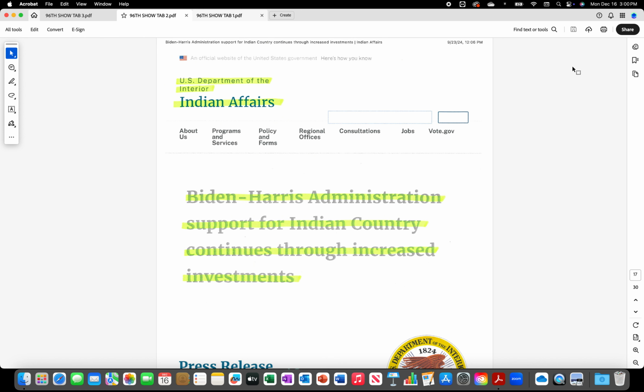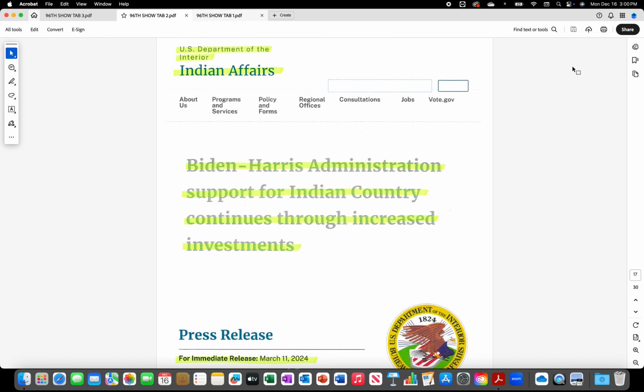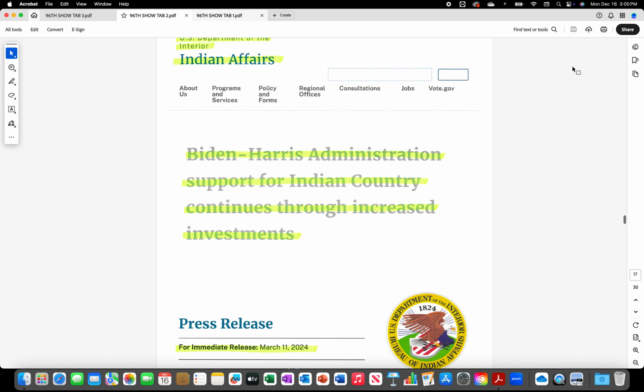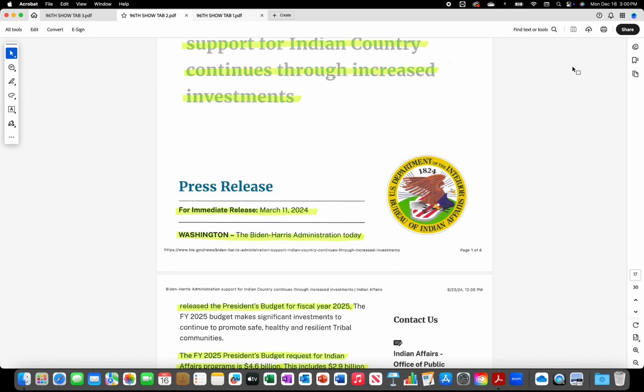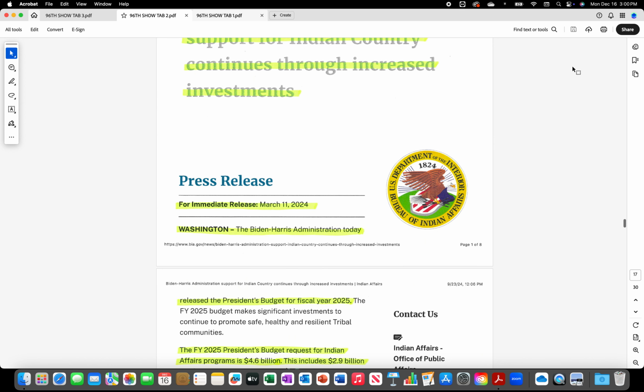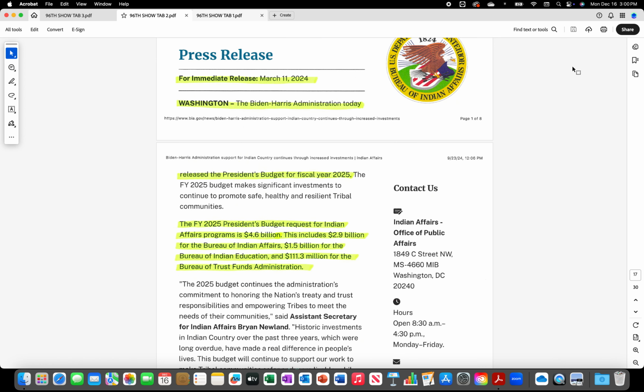U.S. Department of the Interior, Indian Affairs. Biden-Harris administration support for Indian country continues through increased investments. For immediate release 2024. Washington, the Biden-Harris administration today released the president's budget for fiscal year 2025. The fiscal year 2025 president's budget request for Indian affairs programs is $4.6 billion. This includes $2.9 billion for the Bureau of Indian Affairs, $1.5 billion for the Bureau of Indian Education, and $111.3 million for the Bureau of Trust Funds Administration.